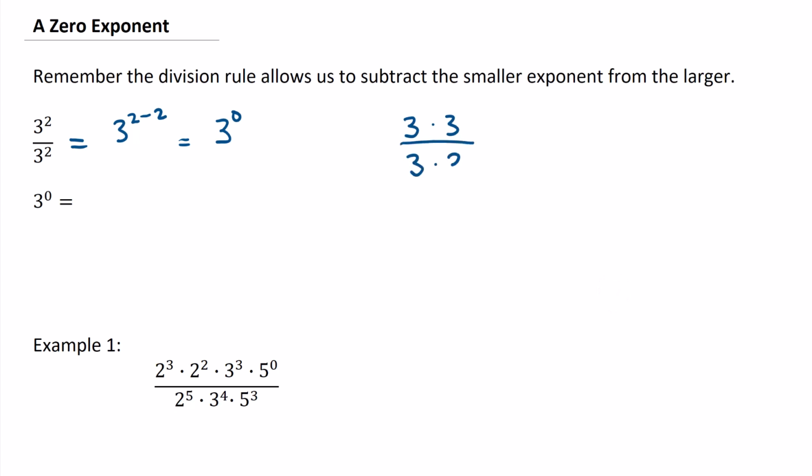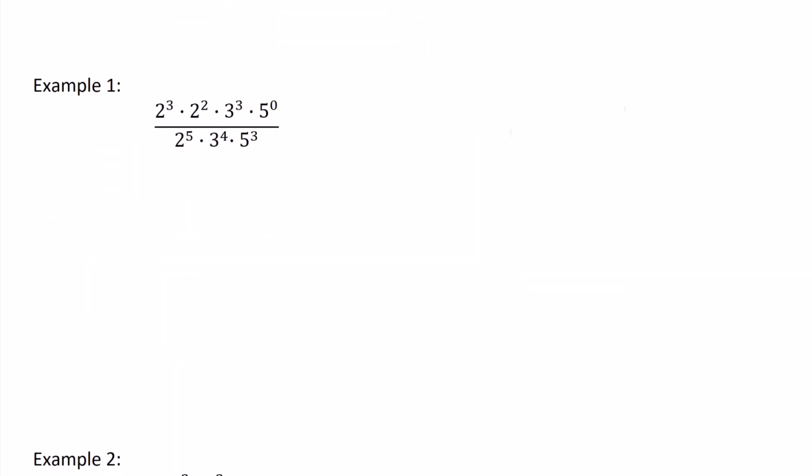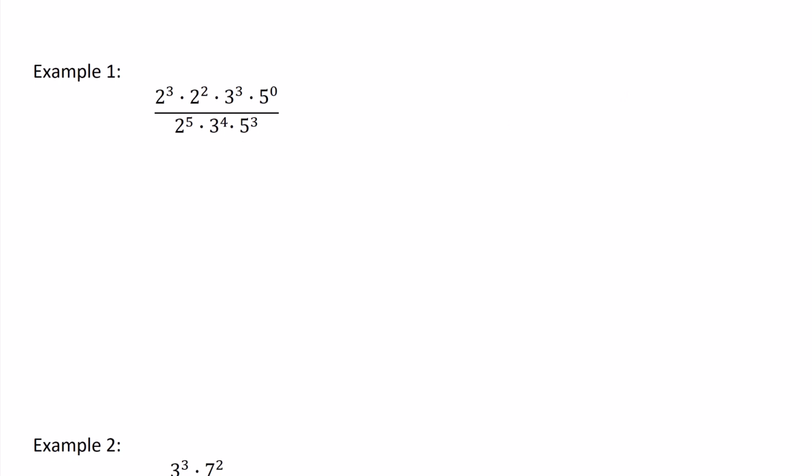3 squared is the same as 3 times 3. So we have 3 times 3 over 3 times 3. But what happens if we reduce those out? That's just 1 and 1 multiplied together, and that equals 1. Whenever you have a base raised to the 0 power, it becomes equal to 1, the integer 1, not the exponent 1. So let's take a look at example 1 and see how this might work in an actual exercise.